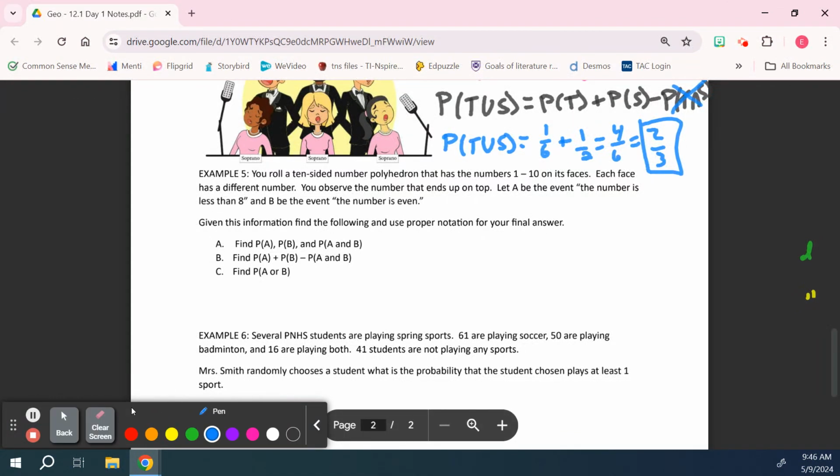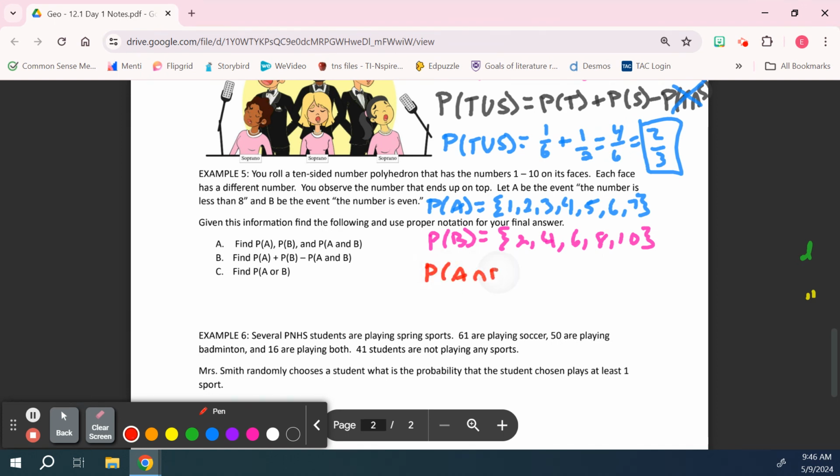All right, so the first thing I'm going to do is the probability of A. I'm just going to make a little list of this event. If we're talking less than 8, that's 1, 2, 3, 4, 5, 6, and 7. Probability of B is that it's an even number. So that'll be 2, 4, 6, 8, and 10. So that takes care of finding probability of A and probability of B. Now they want us to find the probability of A intersect B.